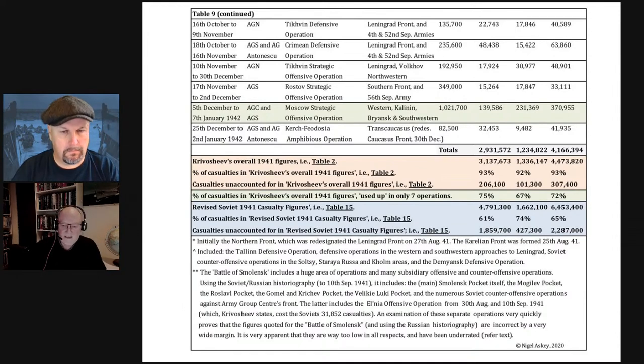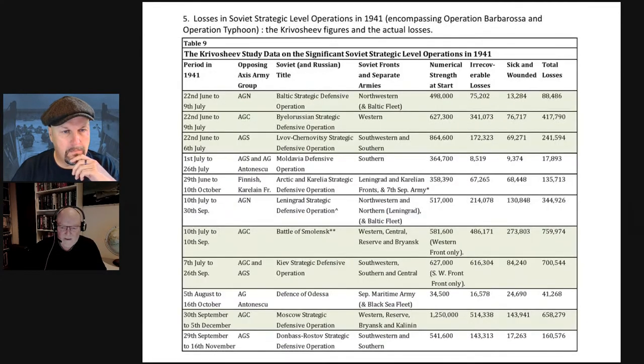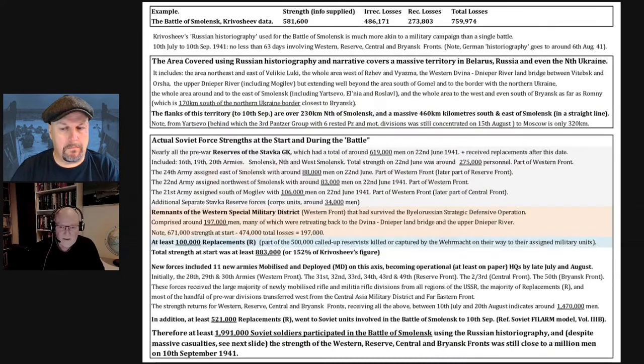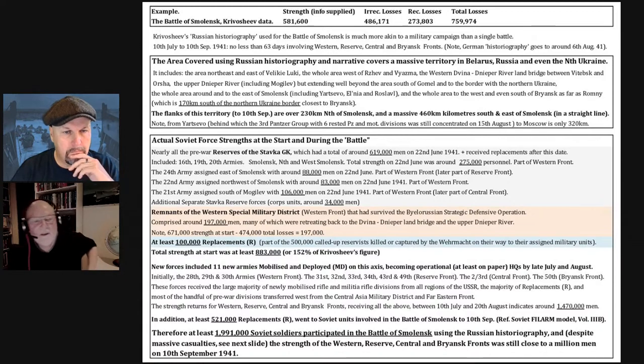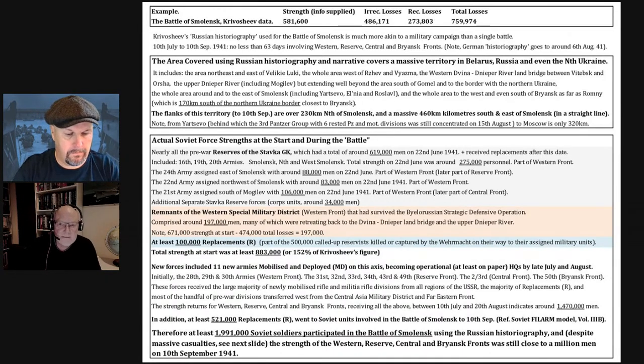So let's take a look at the Battle of Smolensk. I'm going to pick this one here and look at it in some detail. According to Krivosheev, this battle incurred only 759,000 losses, including 486,000 irrecoverable. Irrecoverable means POWs and killed.